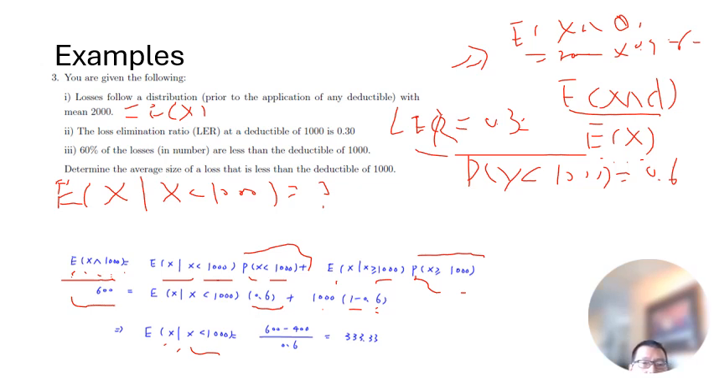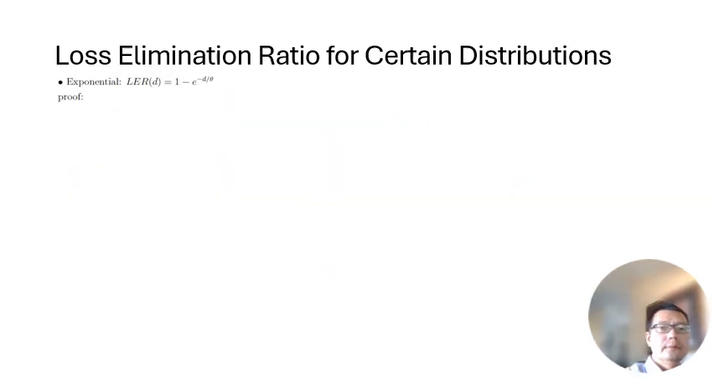So when you encounter this kind of question, don't panic. All you need to do is write out what you know and write out the connection between the question and what you know. Basically, this formula here is critical for you to answer the question. You have to think about it using the concept of expected value, then you should be able to resolve the issue. Now let's look at some loss elimination ratios for certain distributions.